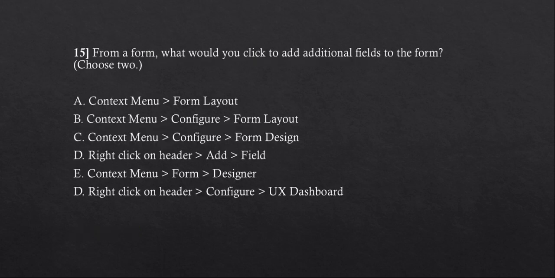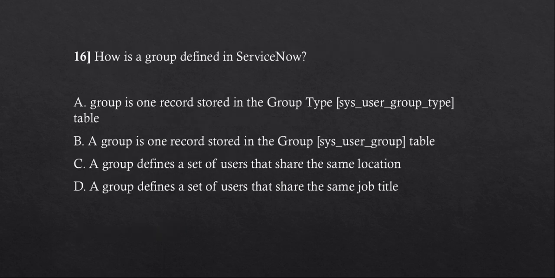Next question. 15. From a form, what would you click to add additional fields to the form? Choose 2. A. Context menu form layout. B. Context menu configure form layout. C. Context menu configure form design. D. Right-click on header add field. E. Context menu form designer. F. Right-click on header configure UX dashboard. Answer: B and D.